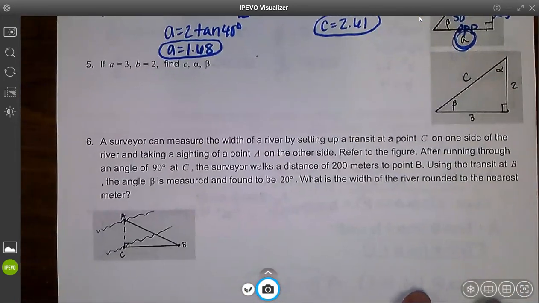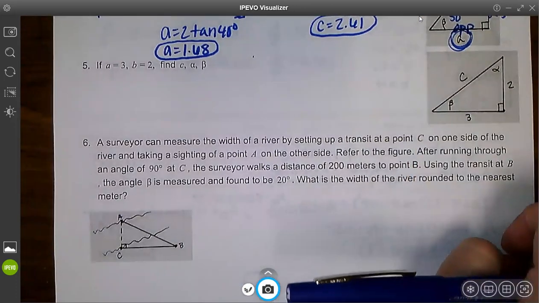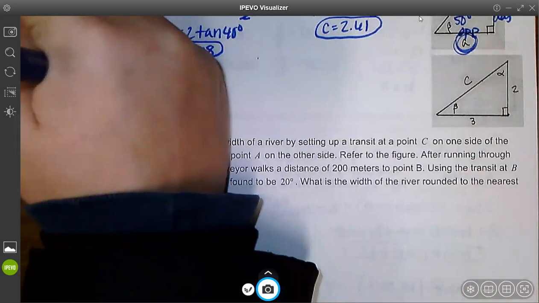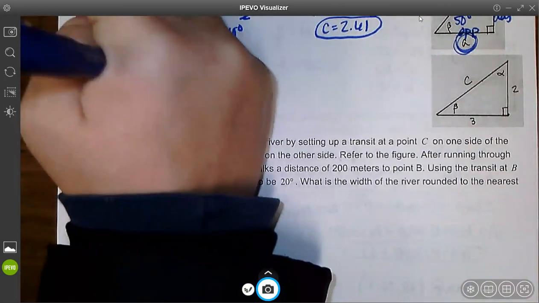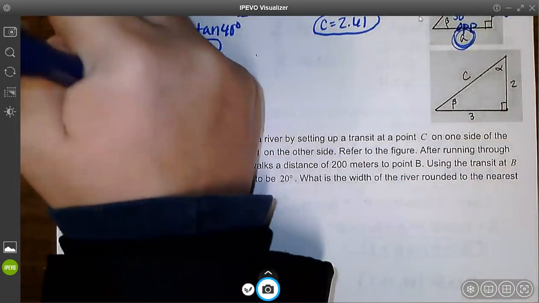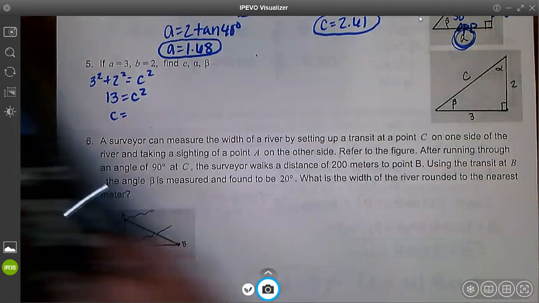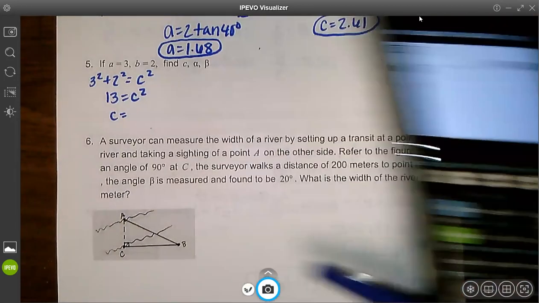The next one, I have 2 sides and no angles. So first I'm going to find C because that's going to be the easiest thing to find. I have 3 squared plus 2 squared equals C squared. You get 13 equals C squared. The square root of 13, 3.61.